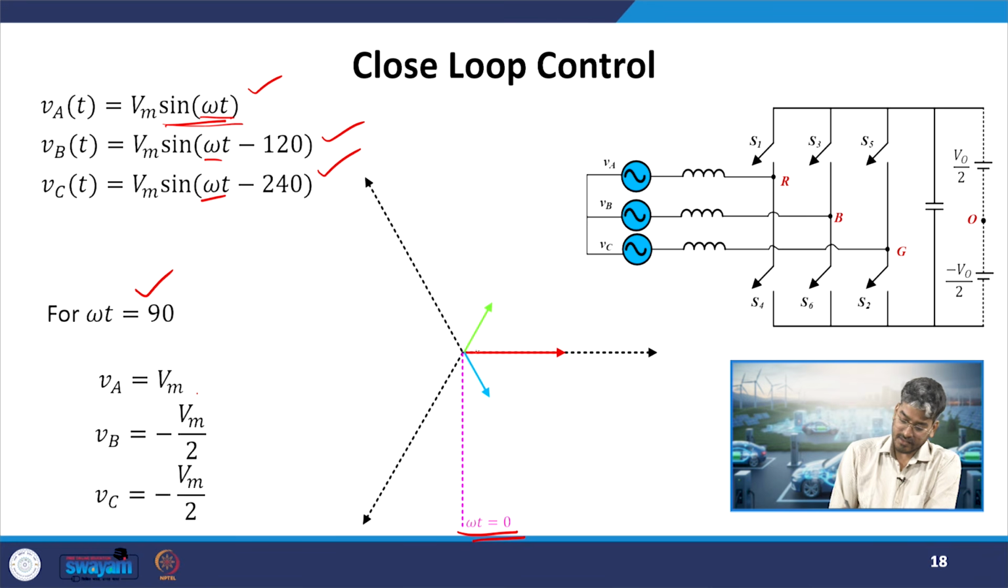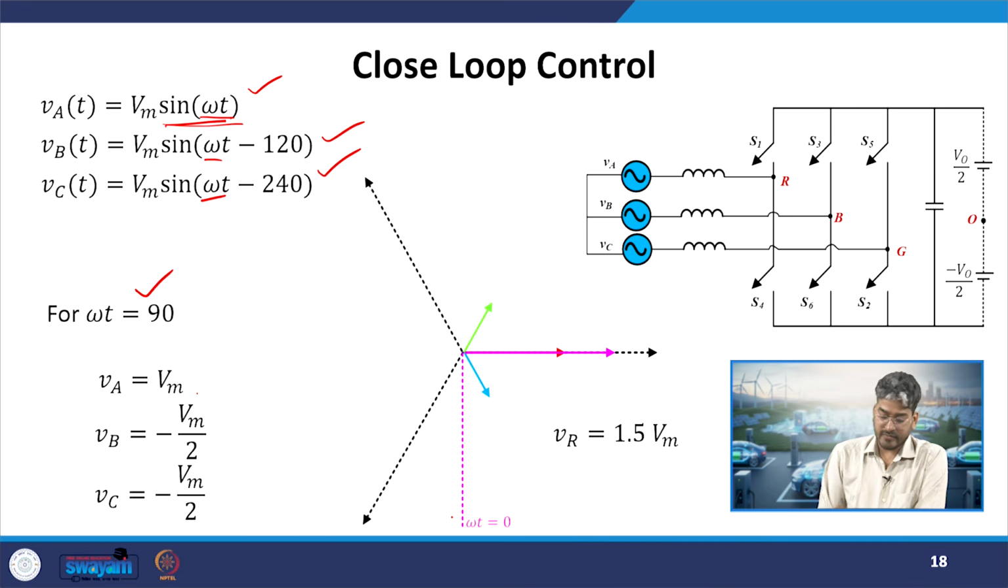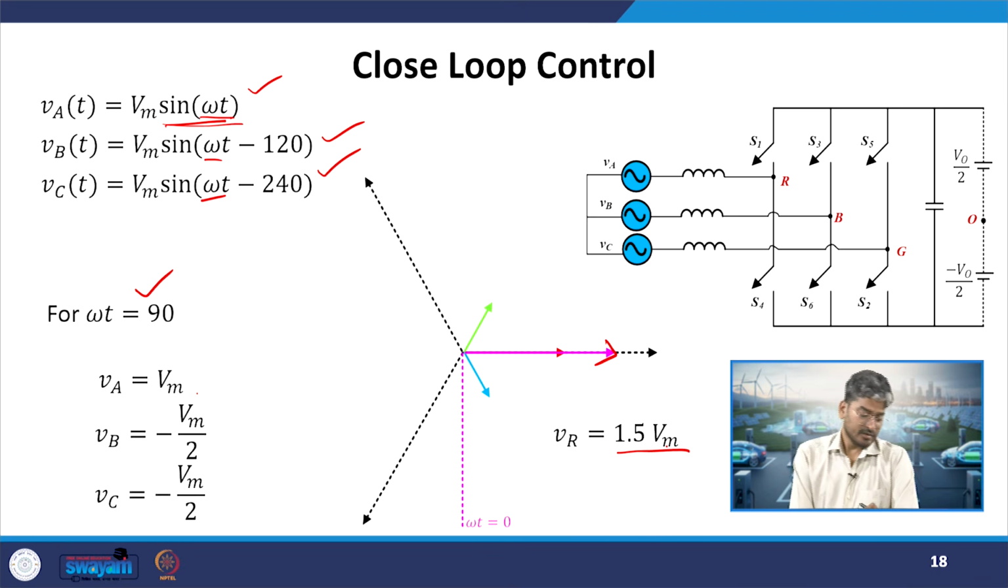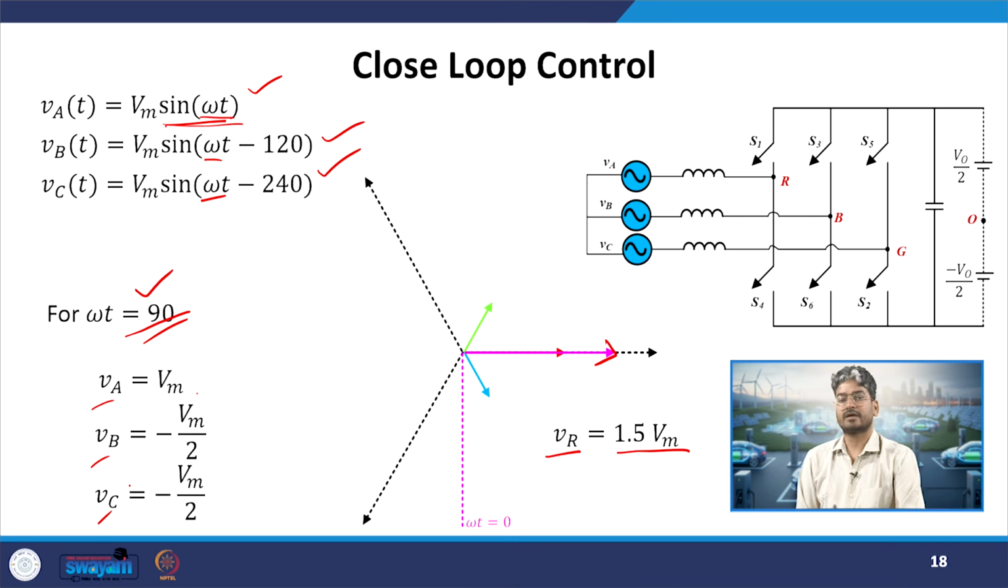Here if you see, this is my VM, the voltage generated by the first phase, that is VA. This is the voltage generated by C phase, this is the voltage generated by B phase. Now if I calculate the resultant of these 3 variables, because they are vector quantities, I have to go for vector addition. If I do the vector addition, the resultant value will be equal to 1.5 times Vm. So for this particular case, when omega t was 90 degrees, the resultant vector of the 3 voltages is equal to 1.5 times Vm.